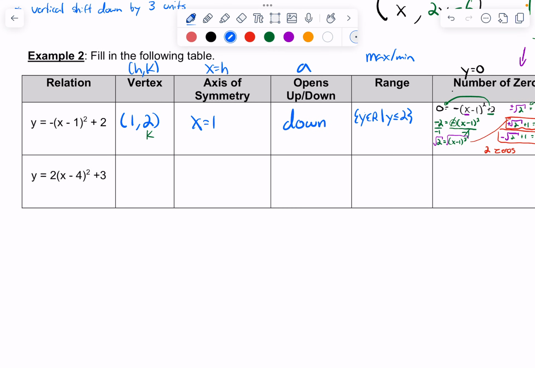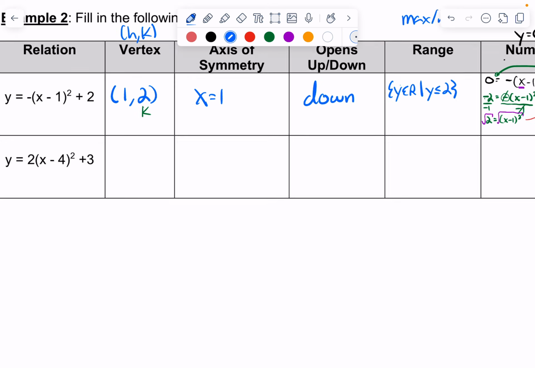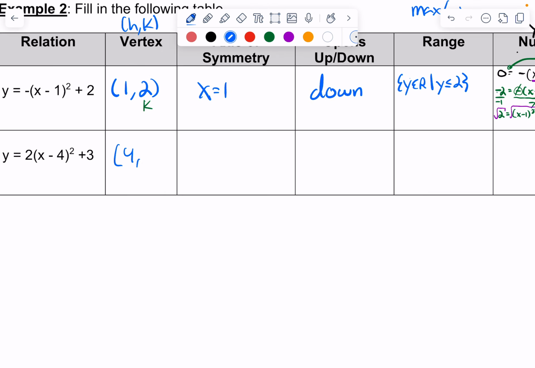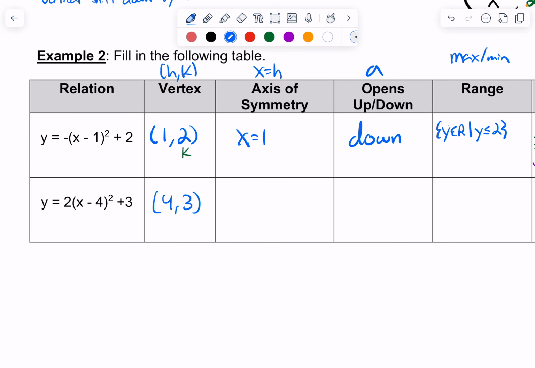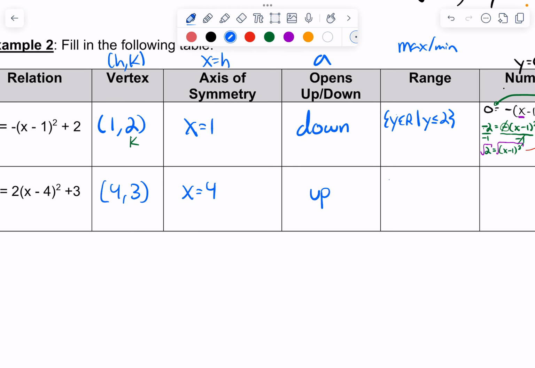So y equals 2(x minus 4) squared plus 3. Our vertex is 4, 3. Axis of symmetry is at your h value, so our h is 4, so x equals 4. We have a positive a value, so it's opening up. And because it's opening up, that means we're going to have a minimum. So when you write your range, y's will always have to be bigger than or equal to your minimum value, and that minimum value is 3 because 3 is your k value.